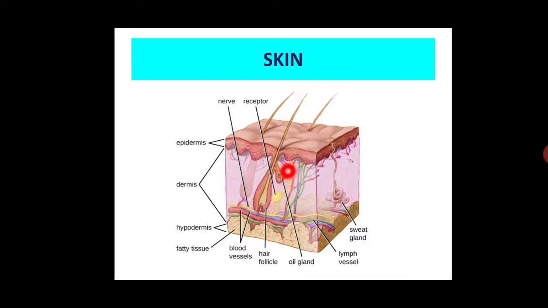The sebaceous gland is associated with the hair follicle. This sebaceous gland produces sebum, which is an oily secretion. This sebum spreads over the surface of the epidermis. The sebum consists of lactic acid and fatty acids, which maintain the pH of the skin between 3 and 5. This pH inhibits the growth of most pathogens.